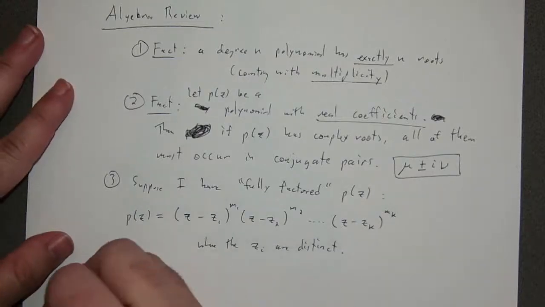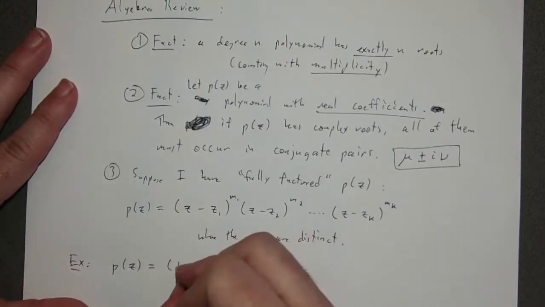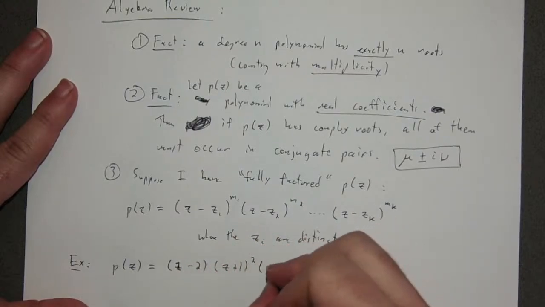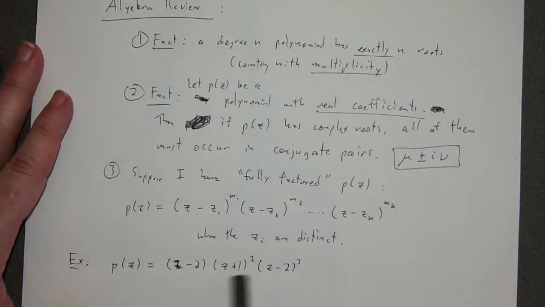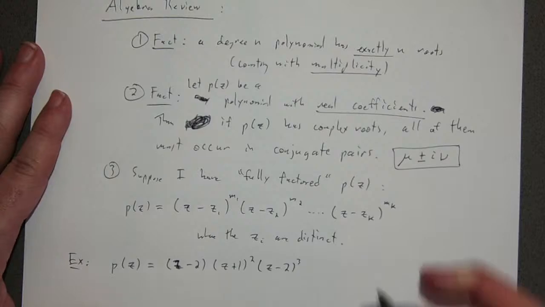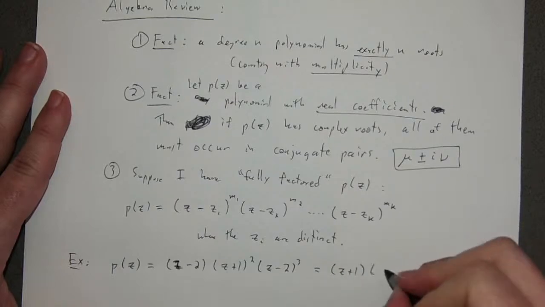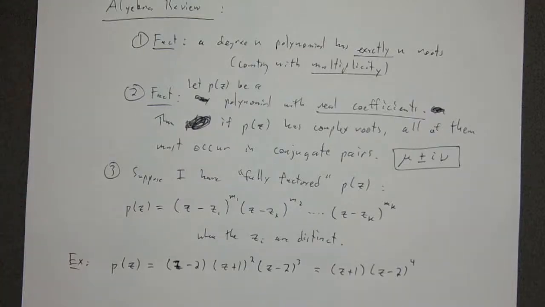So I haven't done anything, right? Like if I have a polynomial that looks like this, say z minus 2 times z plus 1 squared times z minus 2 cubed, I don't want to do anything stupid like this. Here, this isn't in a nice form because I have a z minus 2 factor here that hasn't been combined with this z minus 2 factor. So the reason I want these to be distinct is I want to make sure that I have maximally grouped these things in a nice way. So here's an example. This is nice, this is less nice.